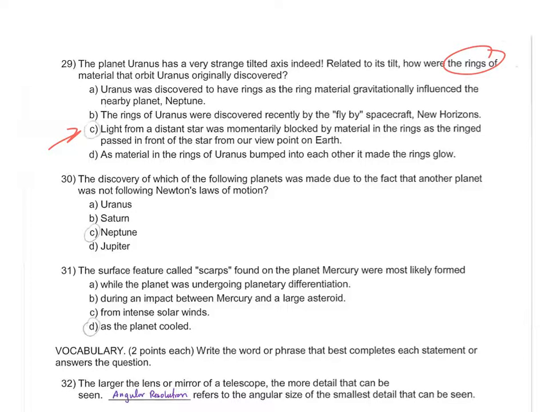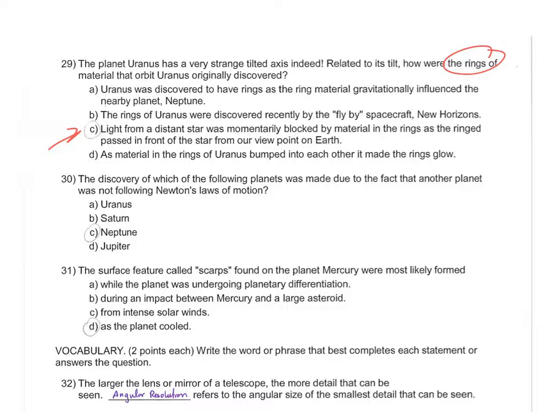We actually could see light from a distant star, and that light from the distant star was blocked out as the Earth orbits the sun, and we could see the distant star. The word occulted means to have the light blocked out.